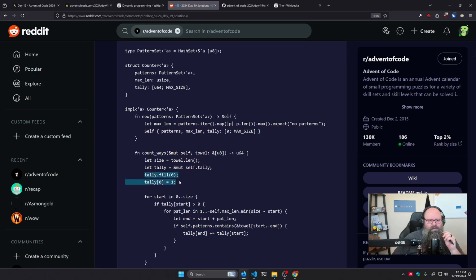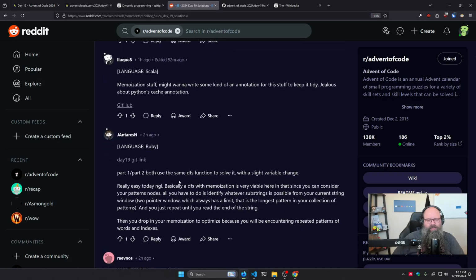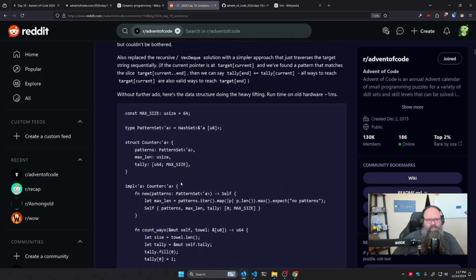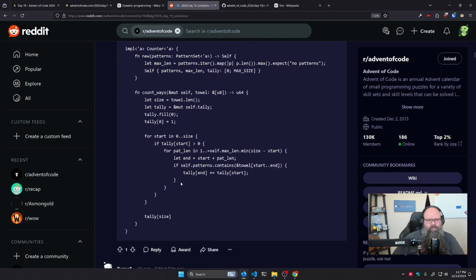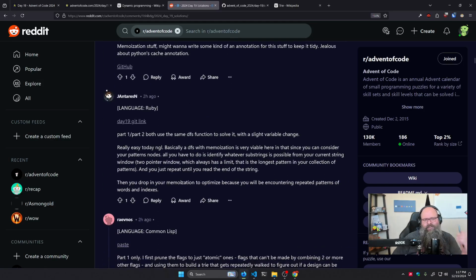Yeah, so he is also kind of using a table right here to keep track of the counts and then incrementing the counts for each of them. Very cool. That's a cool way to do it. That's crazy that that solves in 1 millisecond. Hmm. That's really cool.